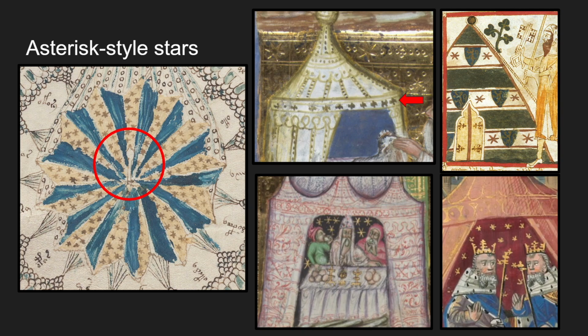Manuscript illuminations show tents decorated with stars both inside and outside. In addition to reflecting real decorative trends, there appears to be a symbolic aspect in these examples. On the bottom left, we see a depiction of the Old Testament tabernacle, the portable earthly dwelling place of God, and on the bottom right, stars embellish a royal tent, highlighting the divine right of kings.